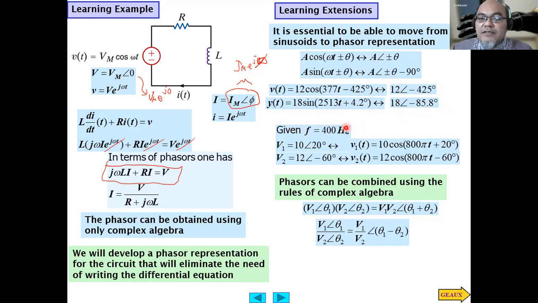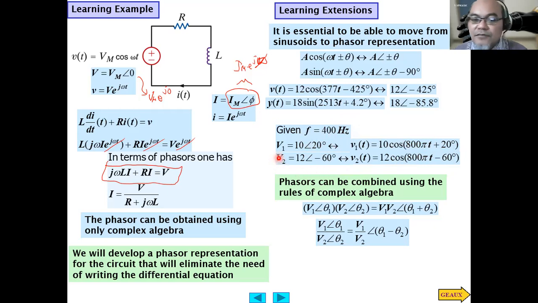If given a frequency equal to 400 hertz, and in the problem it is given that voltage V1 has magnitude 10 with phase angle of 20 degrees, then when you express it as a normal cosine function, it becomes small v1(t) equals 10 cosine of 2 times 400 pi, 2 times this frequency, which becomes 800 pi t plus the phase angle, 20 degrees.